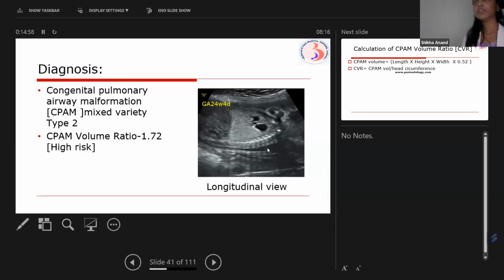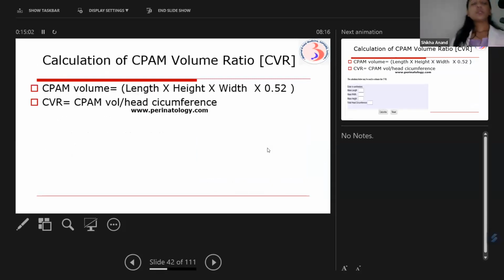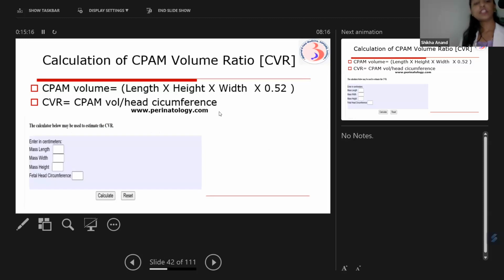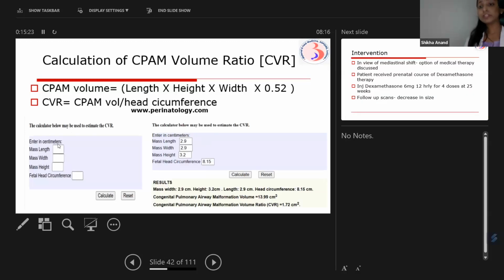The CPAM volume ratio was calculated to be 1.7, so it was a high risk congenital pulmonary airway malformation. As explained by ma'am, the CPAM volume ratio can easily be calculated. We just have to go to perinatology.com. The software is free for all. We just have to put all the parameters in this, and the software will calculate the CVR. And from this, we do the serial monitoring of the patient.